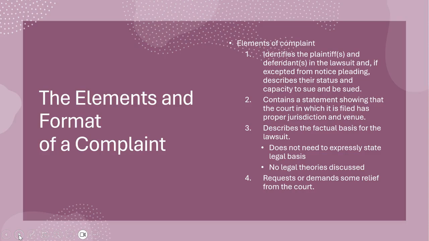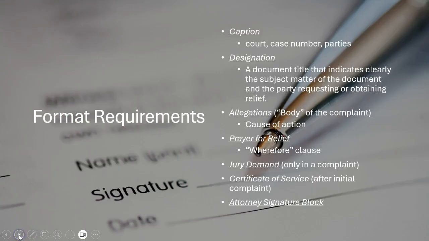And it also is very important to request or demand some relief from the court, or the case could get dismissed. What else? Okay, format requirements. So there are different sections or pieces and parts of a complaint. We've got the caption, which has this information, the designation. It's also called a title, but the rules refer to it as a designation.